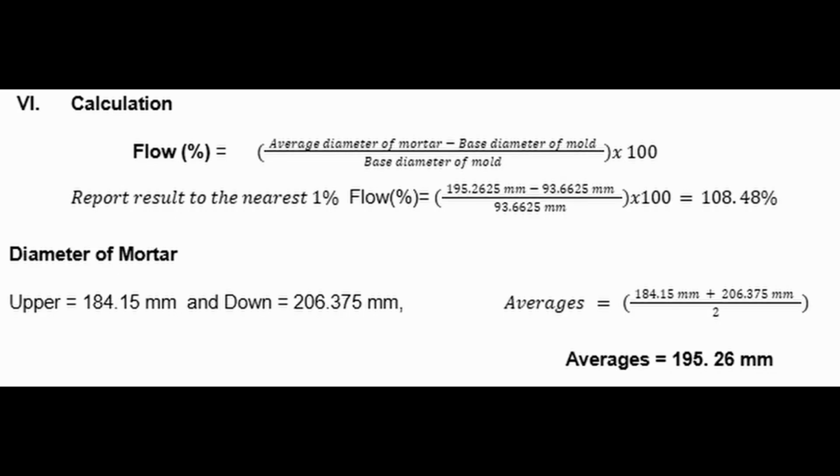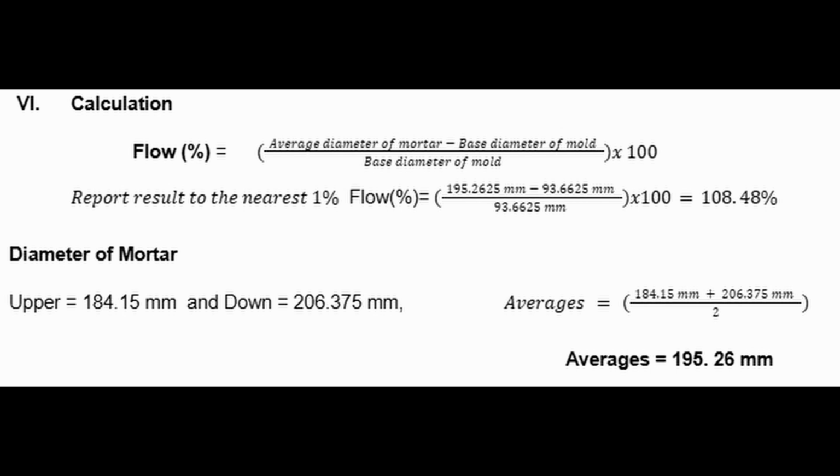Calculation. So to get the flow percentage, we need to make use of this formula, which is the average diameter of mortar minus base diameter of mold, divided by base diameter of mold, multiplied by 100. Now for our average diameter of mortar, we got two values, which are 184.15 millimeters and 206.375 millimeters, upper and down respectively. So in order to get the average value, we add both and divide by 2, and we got the value 195.26 millimeters as our average diameter of mortar.